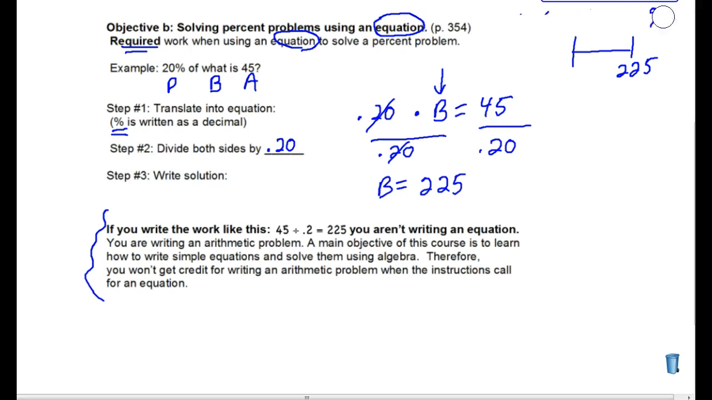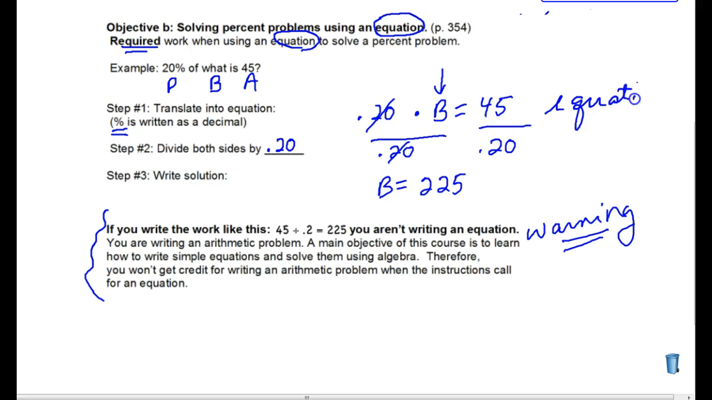I'm going to clear that off so that you'll have just the basic writing here to look at. Down at the bottom, there's a big warning. One of the most important objectives of this course is to write things into equation form and use an equation to solve. This is an equation up here. It makes two things equal. We've solved it by showing our dividing on both sides of that equation.